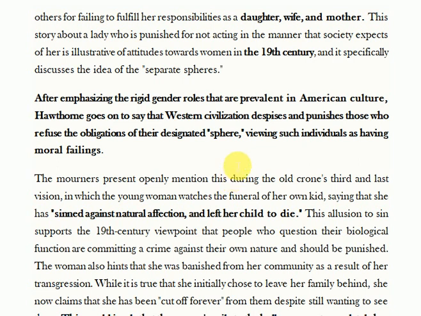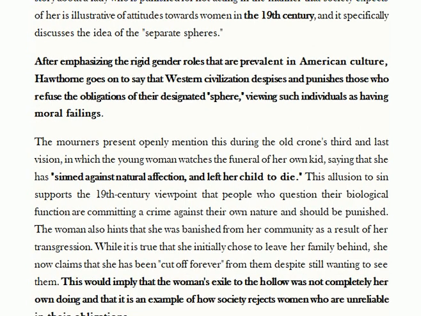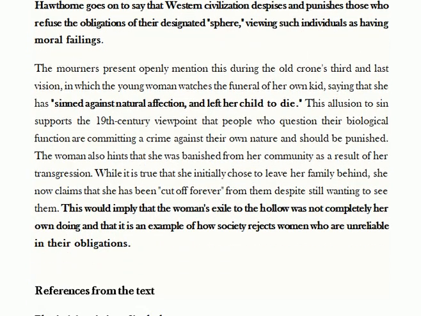So those individuals are shown as having moral failings. As in the present story too, we may assume that she was seen to be having moral failings, and she was rejected by society, and she could not return back to society. That's why she was regretful, and she became a victim of regret at the end. This is shown in the second vision, where the people are talking about her, and they are saying that she has sinned against natural affection and that she had left her child to die.